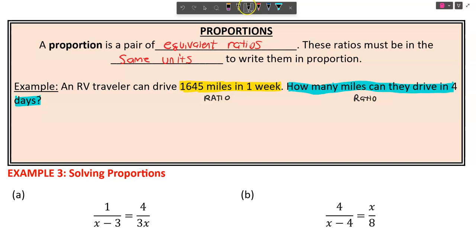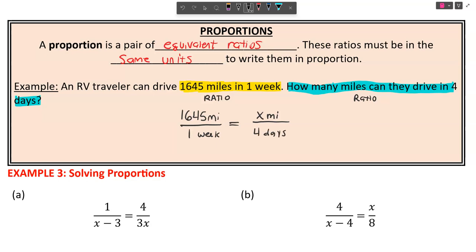So what we're going to do is set it up as a proportion. So we're going to have 1,645 miles over 1 week. There's our first ratio. And we're going to set that equal to, well, we don't know how many miles, so we'll call that x, over 4 days.